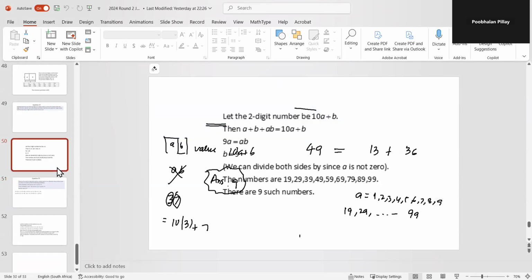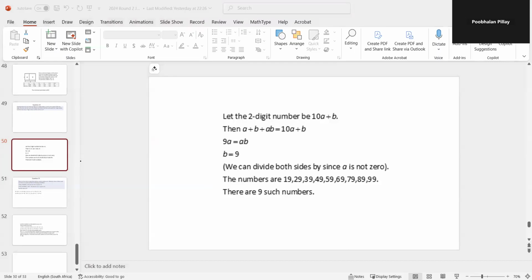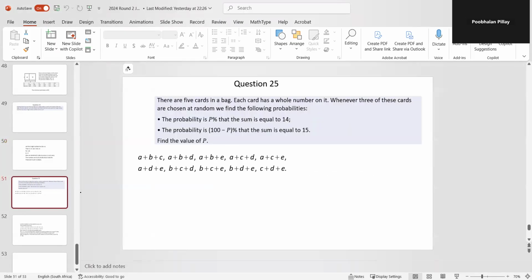All right. So this is the solution. Let's clear this out. You can see I've got the same kind of solution, and at the end there are 9 such numbers. All right. So let me move on to the last question, question 25.